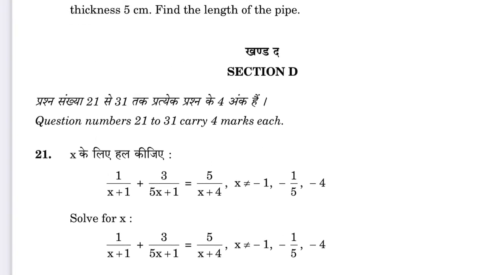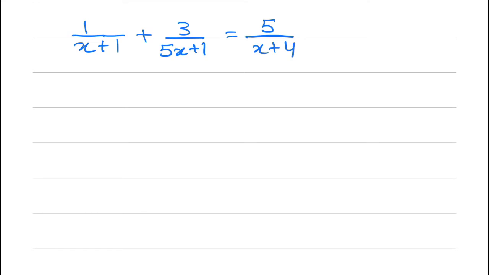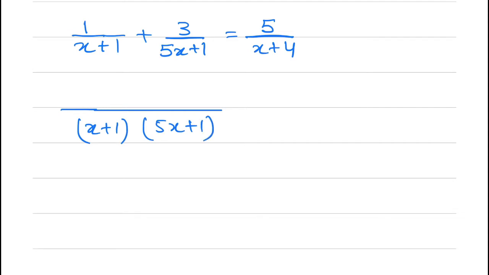So question number 21. In this question we have to solve for x, and we are given 1 by x plus 1 plus 3 by 5x plus 1 is equal to 5 by x plus 4. We can take the LCM (x plus 1) into (5x plus 1), and here (5x plus 1) plus 3 into (x plus 1) is equal to 5 by x plus 4.